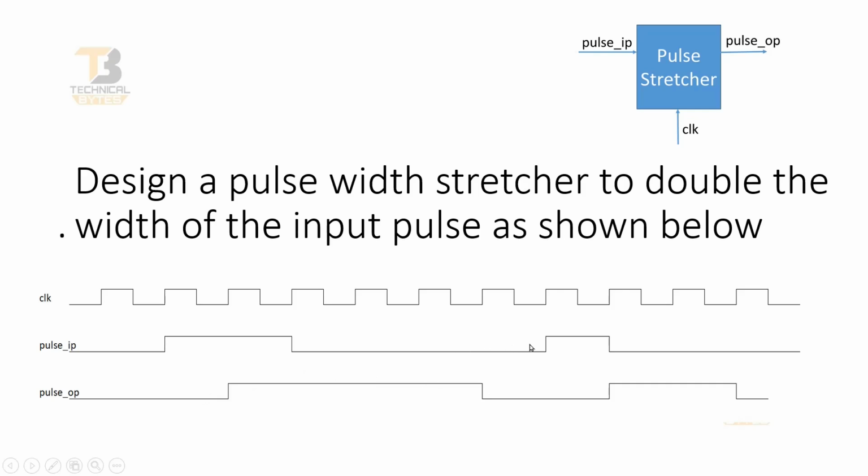And then again one pulse appears at the pulse input which is of 1 clock cycle only. So as per our pulse stretcher logic, the pulse stretcher will generate a pulse of 2 clock cycles at the pulse output. So this is our expected output. Now you have to design this pulse stretcher digital design logic.